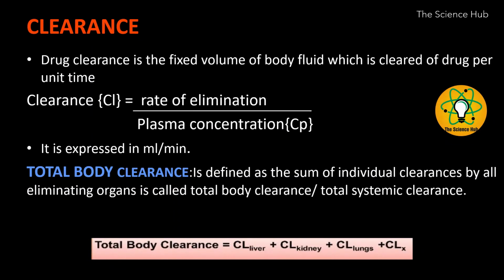Now, clearance. Drug clearance is the fixed volume of body fluid which is cleared of drug per unit time. That is, clearance CL is equal to rate of elimination divided by plasma concentration. It is expressed in milliliters per minute. Now we will see total body clearance. It is defined as the sum of individual clearances by all eliminating organs, or we can also say total systemic clearance.